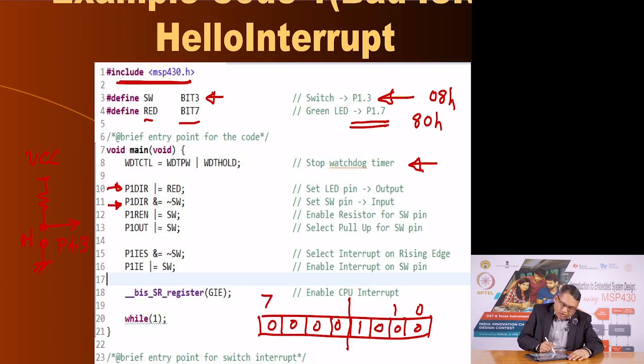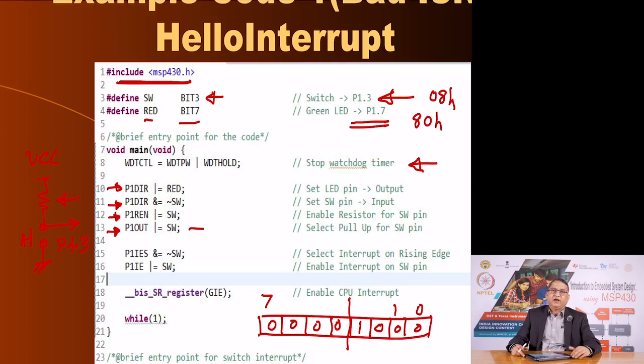You are also enabling an internal pull up resistor by using this REN register, and then you are writing a 1 into the P1OUT corresponding bit, so that you are enabling the internal pull up resistor also. But beware that there is also an external pull up resistor. So, this instruction is superfluous, but it does not hurt.